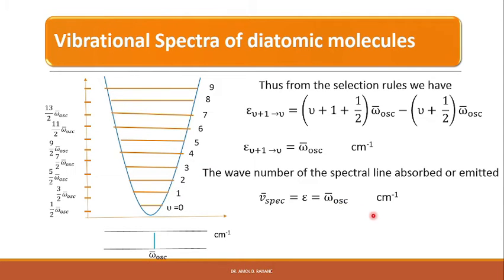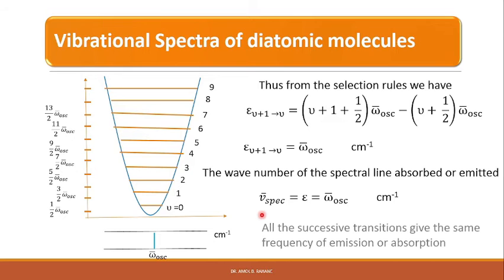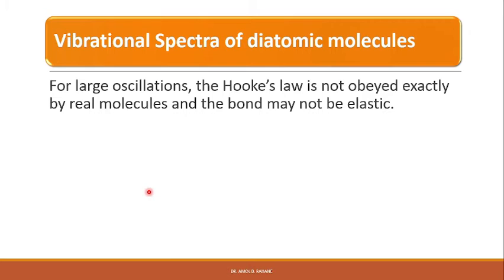That means the oscillation frequency expressed in per centimeter unit is equal to the wave number that is emitted or absorbed, right. So all the successive transitions give the same frequency of emission or absorption. That means we get the same wave number for all the transitions, which is omega bar oscillations. For large oscillations, Hooke's law is not obeyed exactly by real molecules, and the bond may not be elastic, right.